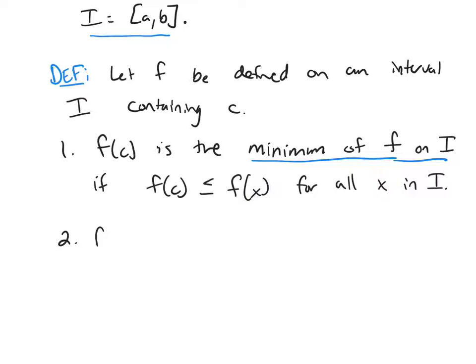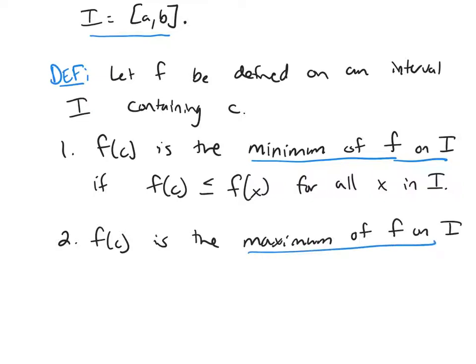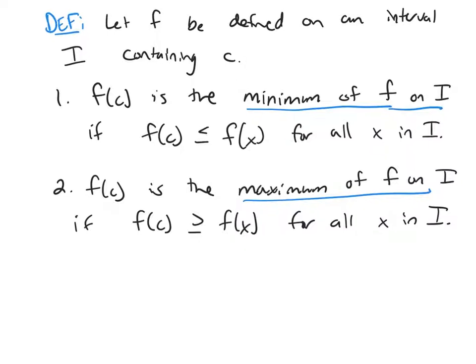And then you get something similar for maximum. So we would say f of c is the maximum of f on I if f of c is greater than or equal to f of x for all x in I. So it needs to be the largest possible output value for your function.